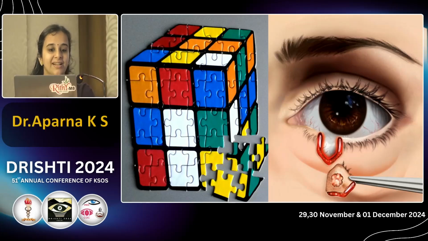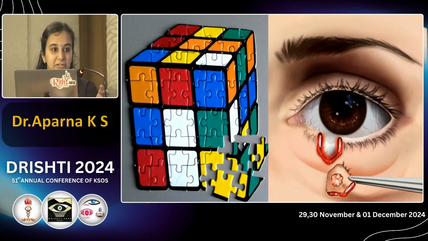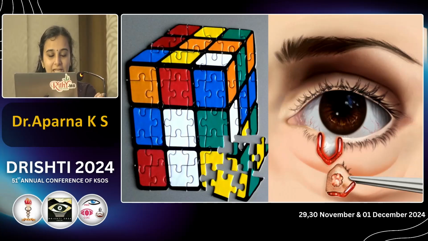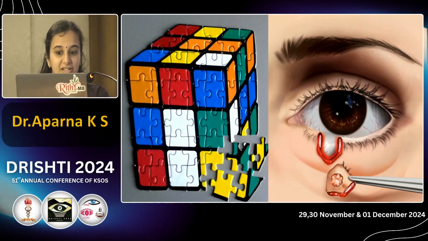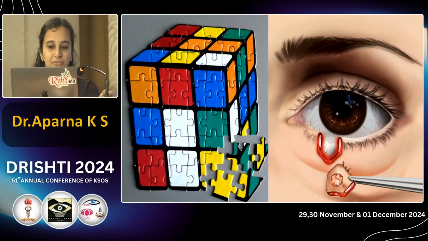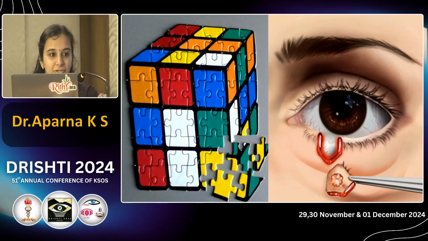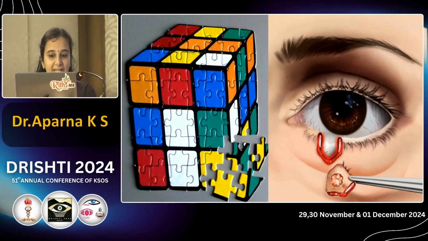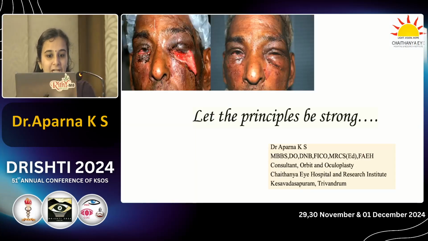Good morning. Lid reconstruction can be likened to solving a jigsaw puzzle because fitting the pieces will give a functional whole. But in order to retain the proper anatomy, we should know some basic principles of lid reconstruction, and we should have a thorough knowledge about the anatomy of the eyelid. So today I'll be discussing the principles of eyelid reconstruction.